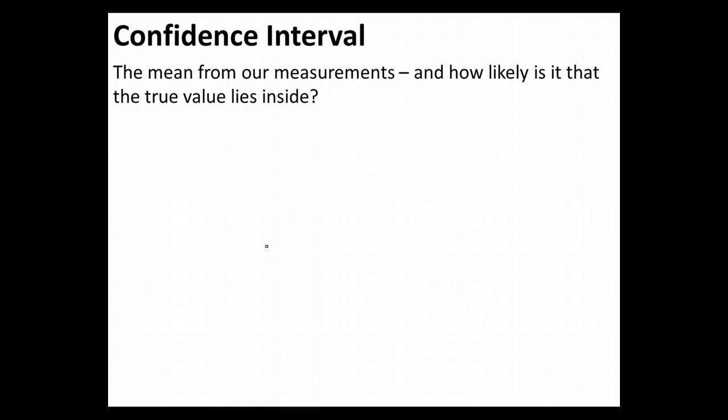So we went in the lab, we did a bunch of measurements. Since we had a whole set of measurements, we were able to determine a mean, and we have a standard deviation around that mean. In other words, we've got some value, and we're saying that the real value is likely to be somewhere inside of this range.